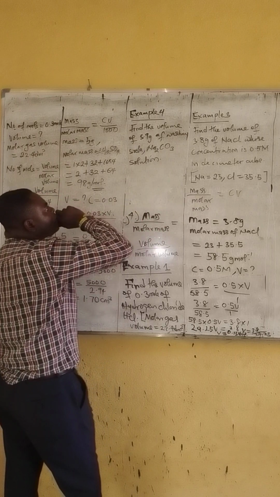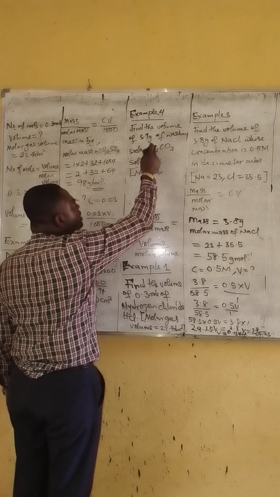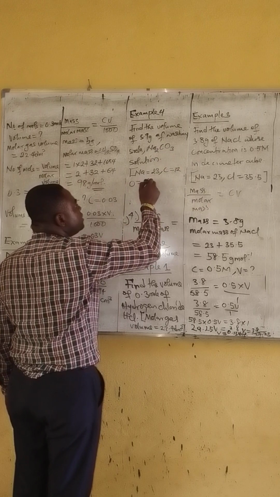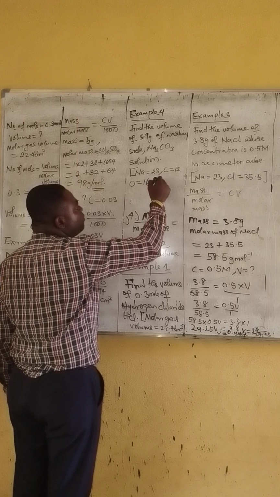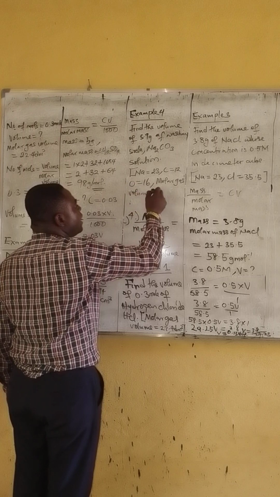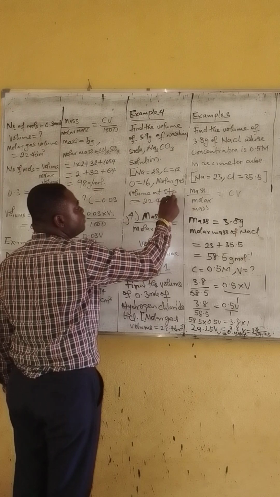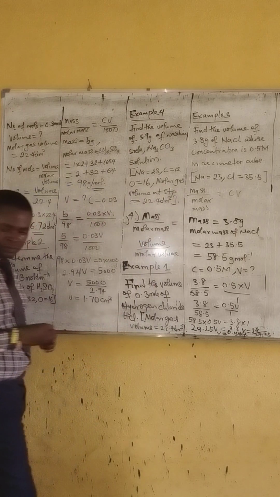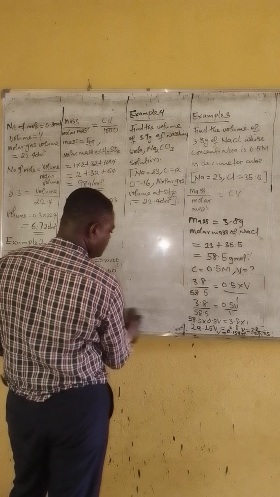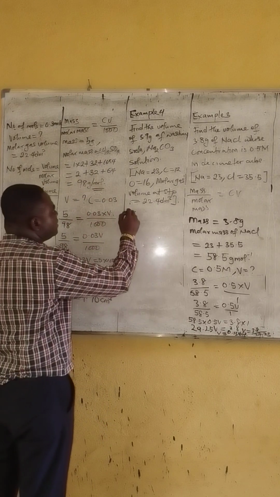Now, what do we have? We'll be given Na equals 23, C equals 12 to represent carbon, O equals 16 to represent oxygen. Then we now say molar gas volume at STP is given to be 22.4 dm3. Then from there, you can bring out our parameters.